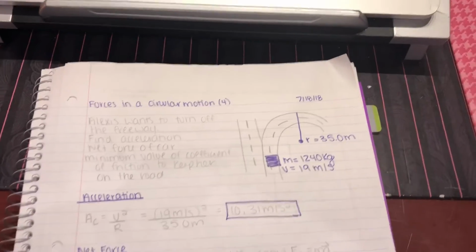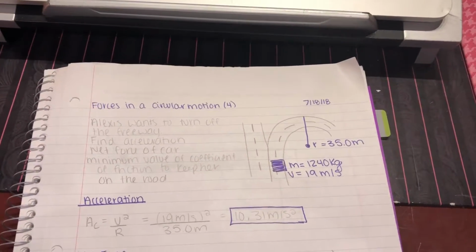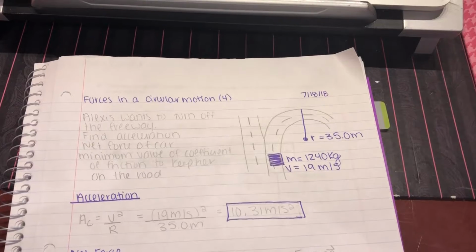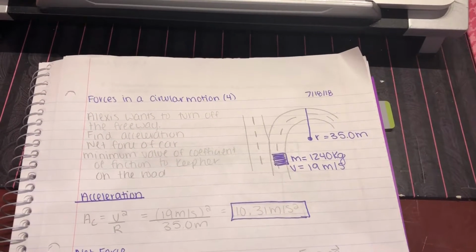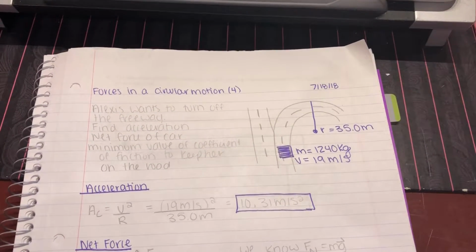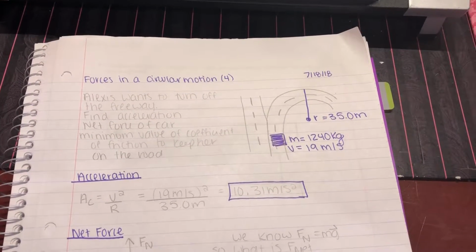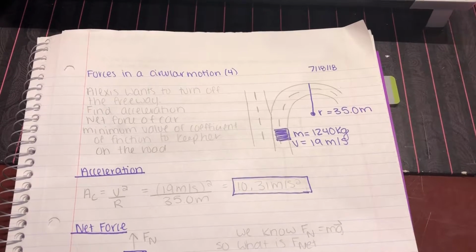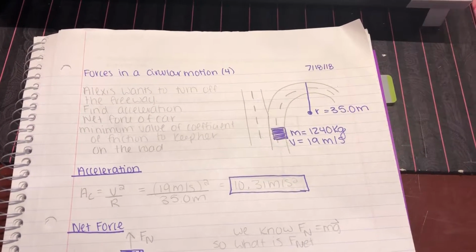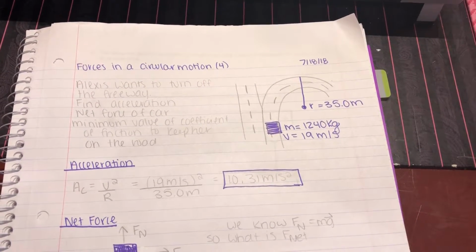So this is for forces in a circular motion, standard take 4. In this problem, we have Alexis who wants to turn off the freeway. It gives us the radius of the curve, which is 35 meters, the mass of her car, which is 1,240 kilograms, and her velocity as she's exiting, which is 19 meters per second.